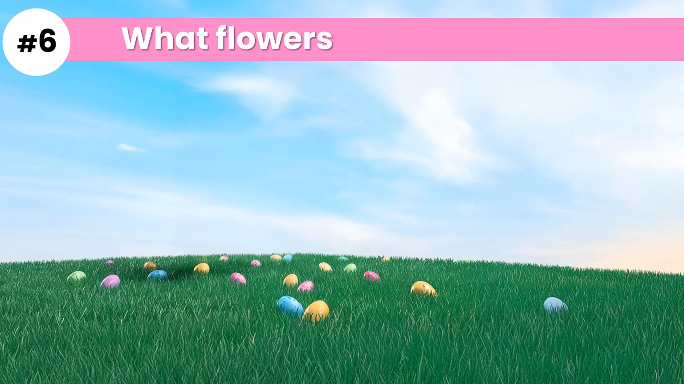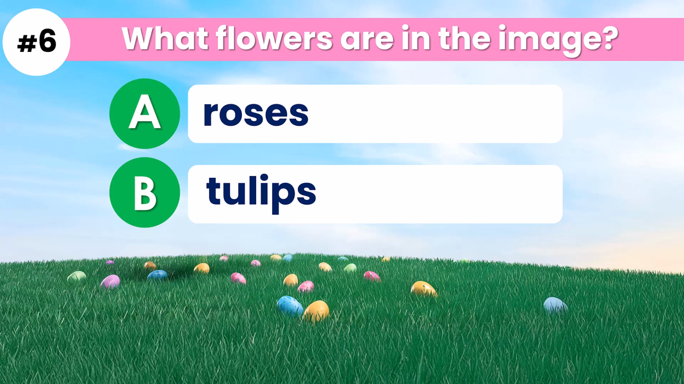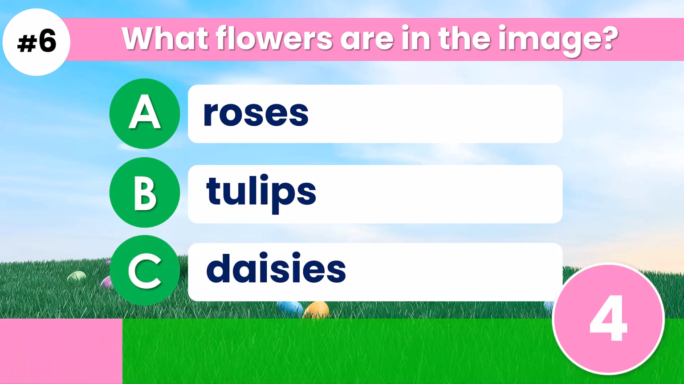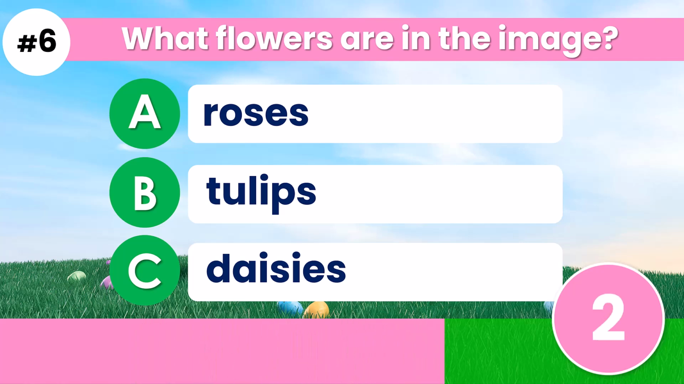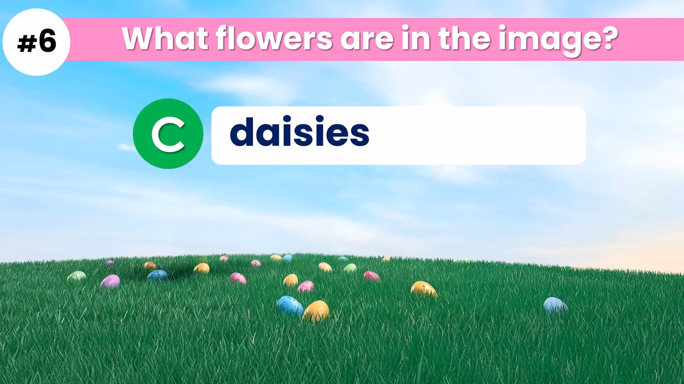Number 6. What flowers are in the image? A. Roses, B. Tulips, or C. Daisies? The correct answer is C. Daisies.